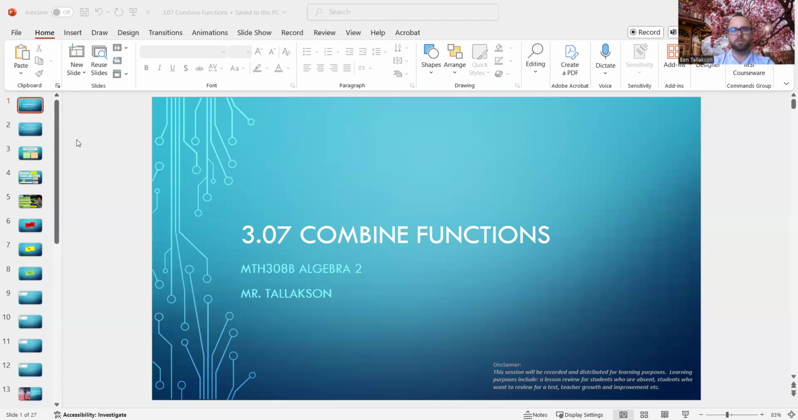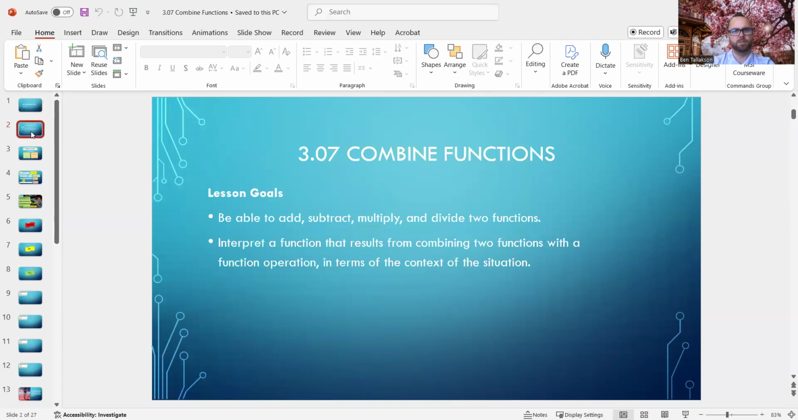Welcome to 3.07 Combined Functions. Just two goals today. Be able to add, subtract, multiply, and divide two functions. That is the main thing you're going to do. You'll be given f of x and g of x, two functions, and be asked to perform those four operations.